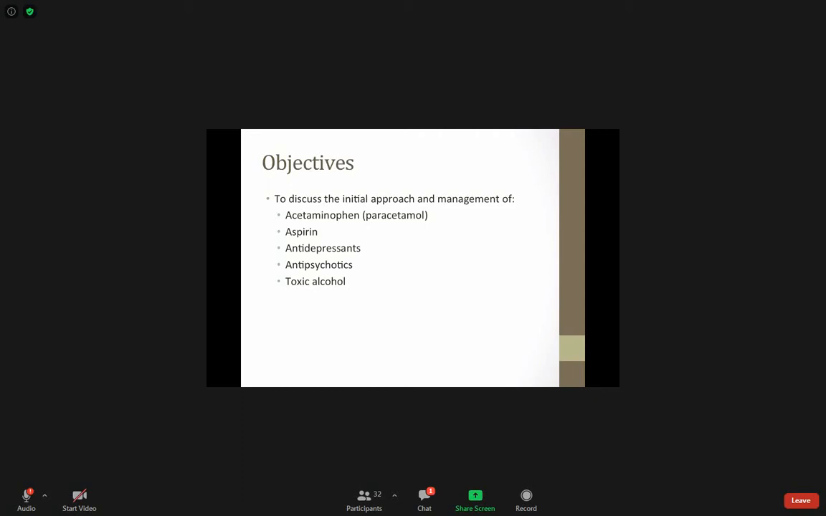Aspirin, antidepressants, antipsychotics, and toxic alcohols are very common, especially these days. Toxic alcohol is a big issue in Riyadh, so maybe we talk about it. There is a lecture tonight. I can send you the link if you're interested. There's a webinar about toxic alcohol, specifically about methanol. So if you're interested, let me know. I can share the link with you.